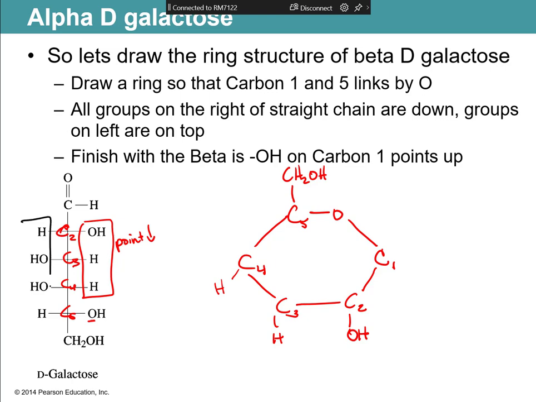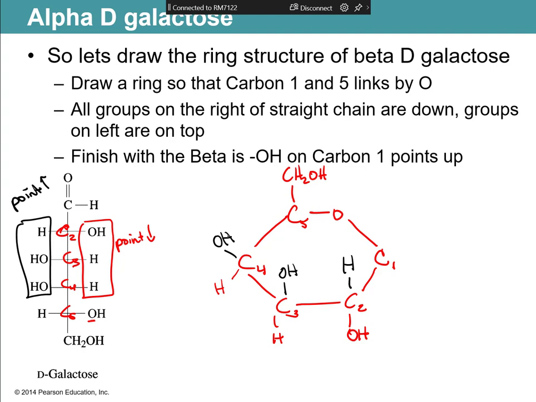And then the ones that are over on the left side of the straight chain, those will be the ones that point up. So that means that carbon number 2 has a hydrogen pointing up. Carbon number 3 has an alcohol group pointing up, and carbon number 4 has an alcohol group pointing up. So it's just the ones down the left side versus the right. So I'm not going to ask you to draw them, but recognizing this, if you have a straight chain and you have a ring, you should be able to pick them out.